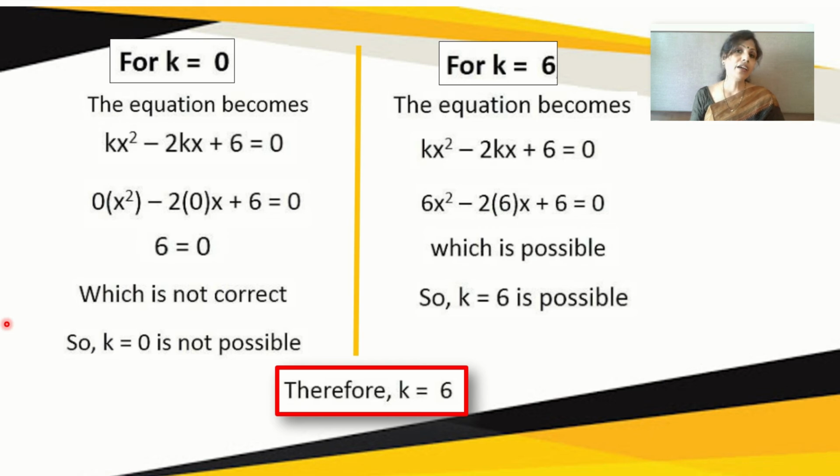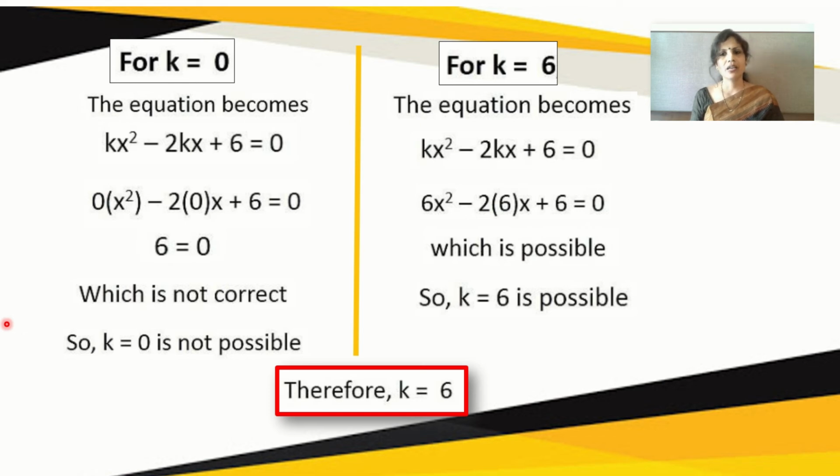Clear? Why did I not check in the previous sum for k is equal to plus minus 4 root 2 root 6? That's because even if I substitute the value of k there, the equation has meaning. But in this case, if I substitute k is equal to 0, our quadratic equation will no longer remain a quadratic equation. So we need to check the values. When you get two values of k, you need to check which value is the correct value.